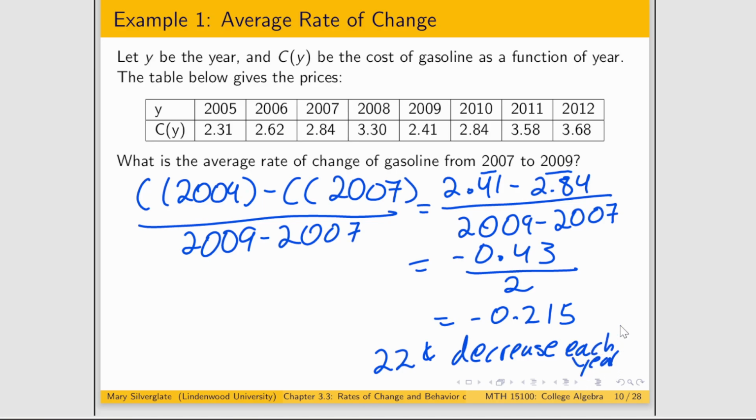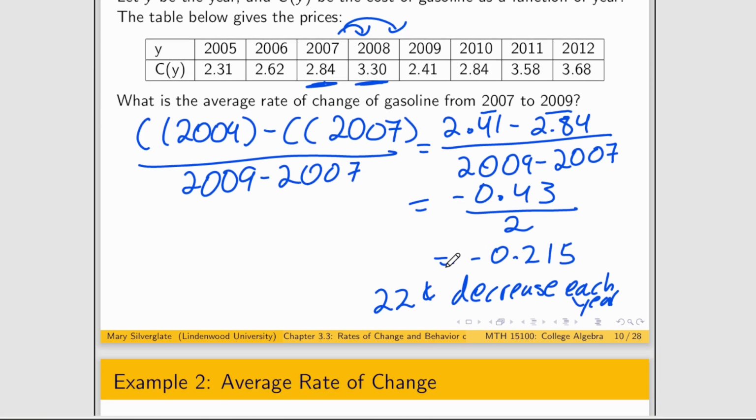And this is, again, an average. It's not saying literally every year that's exactly what happened. From 2007 to 2008, for example, we actually went up, but overall that was the average change between those 2 years.